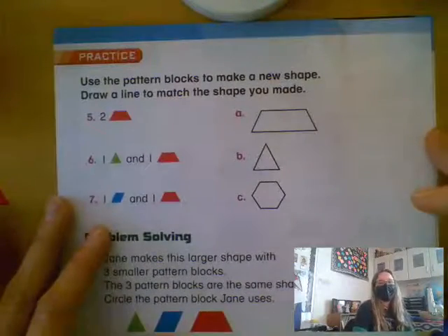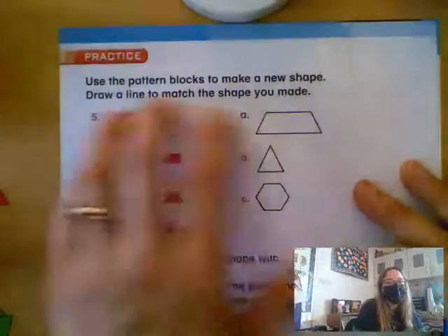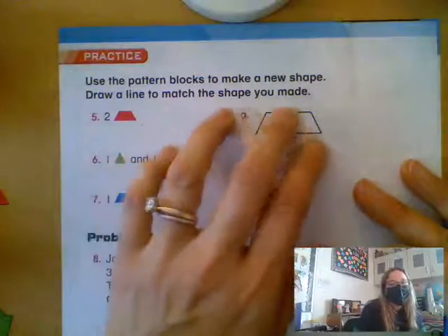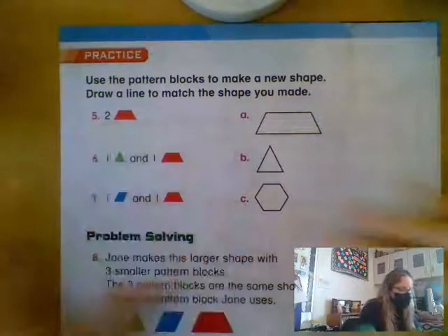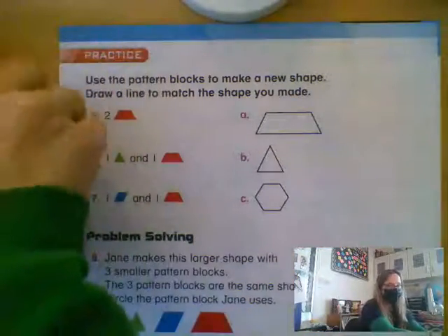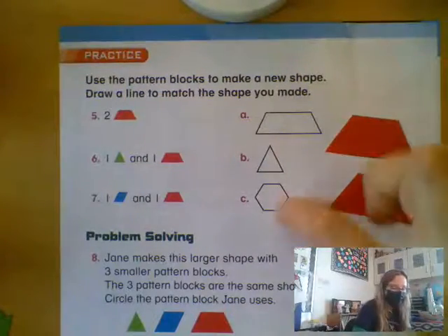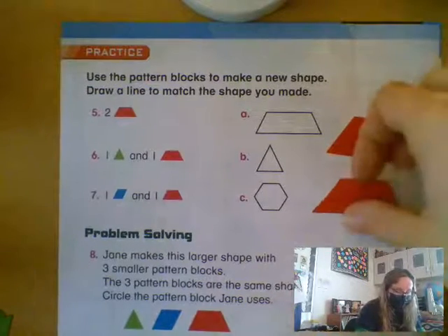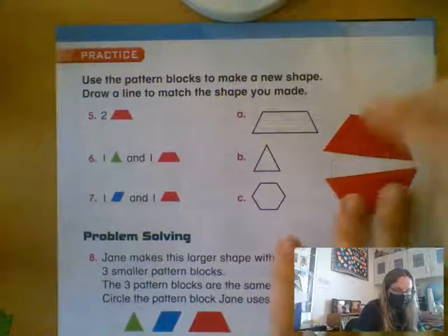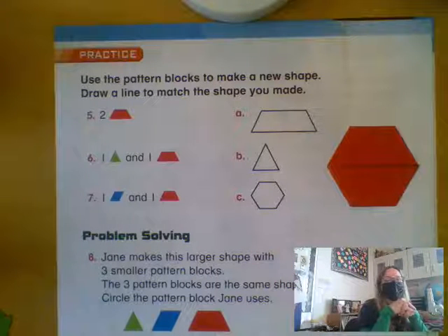All right, for this one it says we're going to use pattern blocks to make a new shape and draw lines to match the shape that we made. So for number 5, it says use 2 trapezoids. So take 2 trapezoids and figure out which one of these shapes you can build with 2 trapezoids. And when you know, raise your hand. Don't shout it out. What shape can you make with 2 trapezoids?